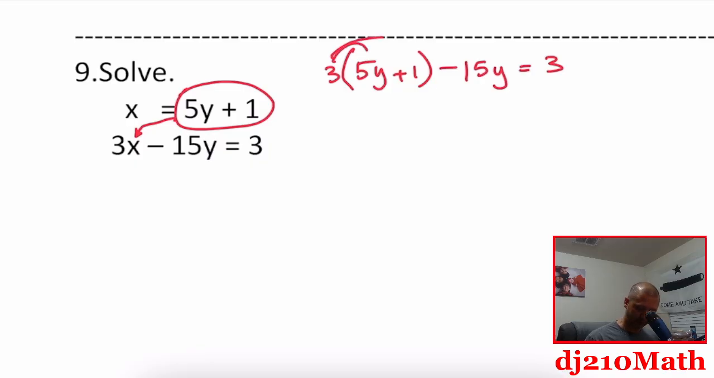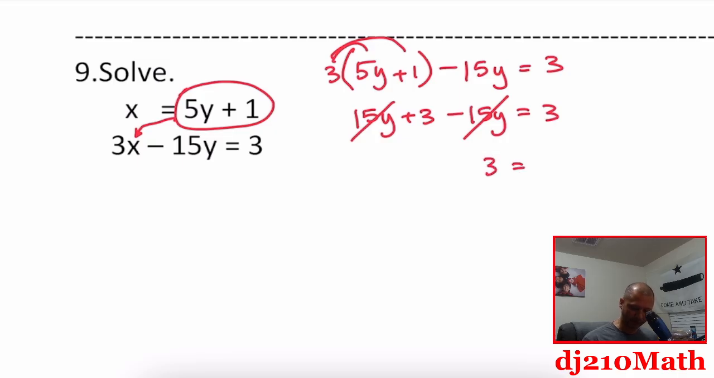Distribute. 15y plus 3 minus 15y, that's interesting, is equal to 3. Okay, so the 15s go away, right? They cancel. 3 is equal to 3. A number is equal to a number. This is going to be infinite solutions. Right? If 0 equals 0 or a number equals a number, this is going to be infinitely many solutions, right? It's the same line.